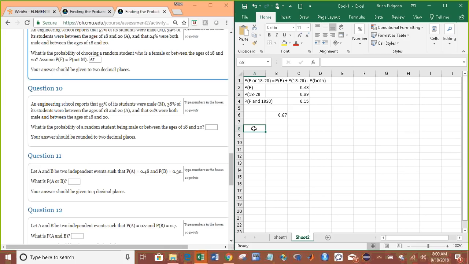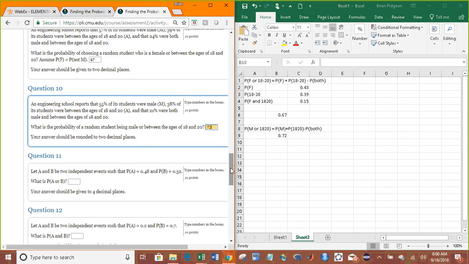An engineering school report, same thing. Okay. What is the probability of a random student being male or between the ages of 18 and 20? Well, that's really easy because that gives us everything we need. The probability of being male or 18 to 20 is the probability of male plus the probability of 18 to 20 minus the probability of being both, which fortunately for us, they give us everything. The probability of male is 0.55 plus the probability of 18 to 20 is 0.38 minus their intersection, 0.21, 0.72.